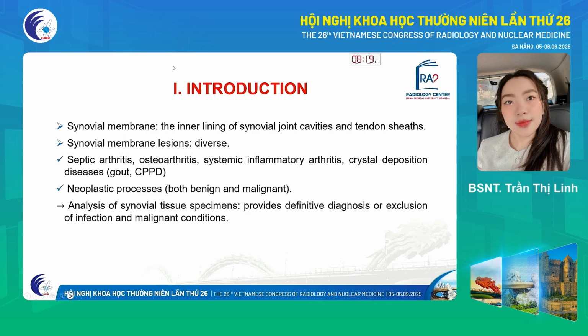As you know, the synovial membrane refers to a specialized type of connective tissue which lines the inner surfaces of synovial joint capsule, tendon sheath, and process. Its primary role is to secrete the synovial fluid. Synovial pathology can occur in a wide spectrum of conditions, including septic arthritis, osteoarthritis, systemic inflammatory arthritis, crystal deposition diseases such as gout, CPPD, and neoplastic processes, both benign and malignant.